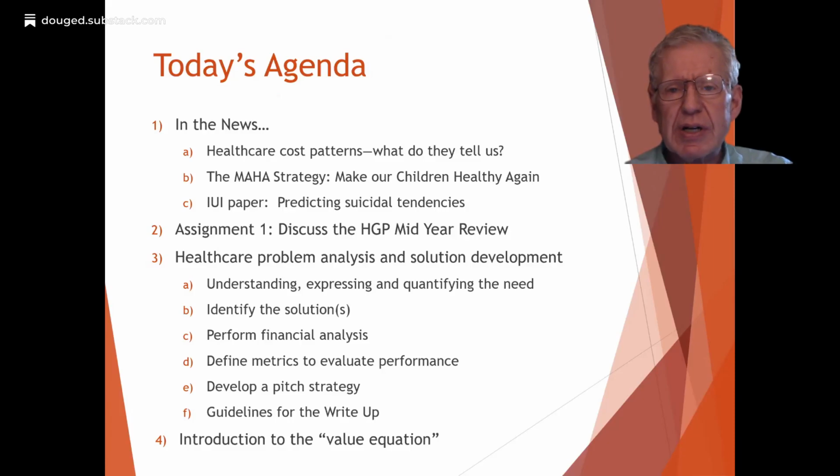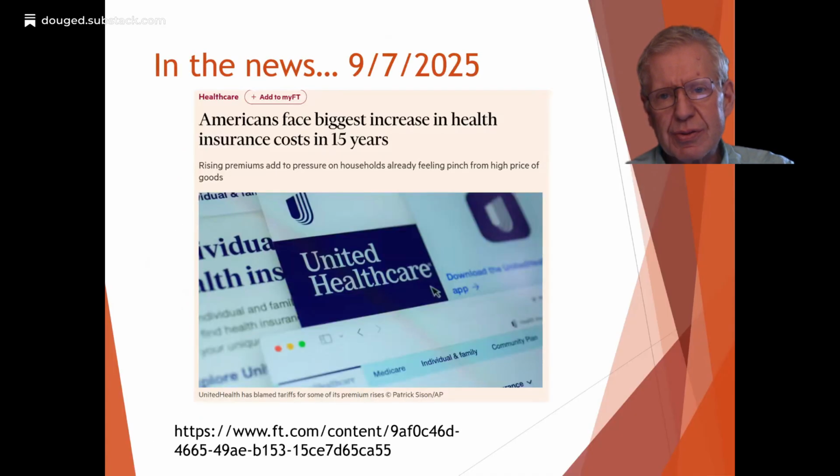How do you identify and assign a financial value to things that are just not easily valued from a financial perspective? In the news, this is a bit of a cautionary note. Americans face biggest increase in health insurance costs in 15 years. It caught my attention. I thought I have to see what they have to add. It was in the Financial Times.